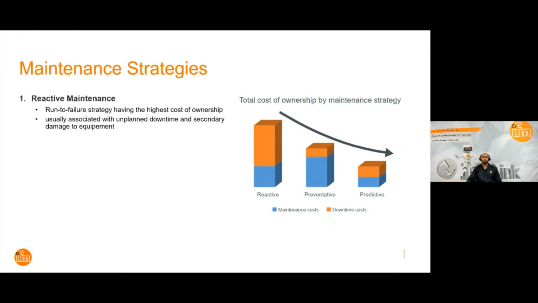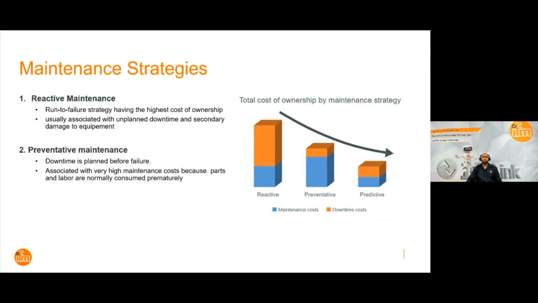The first type of maintenance is reactive maintenance. Reactive maintenance is basically a run to failure strategy and it has the highest cost of ownership because of the unplanned downtime and secondary damage to equipment. Although this may seem to be the worst type of strategy that one can adopt, it does have its place. A run to failure strategy can be implemented on equipment that is not critical to your process and that is probably very cost effective to replace.